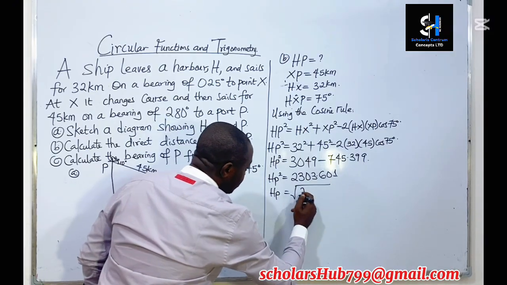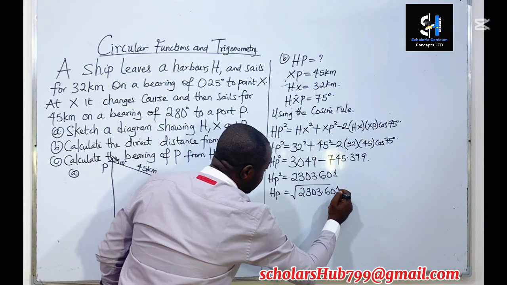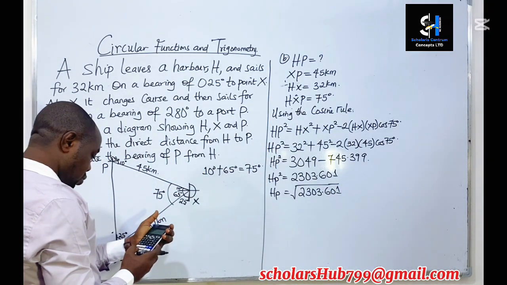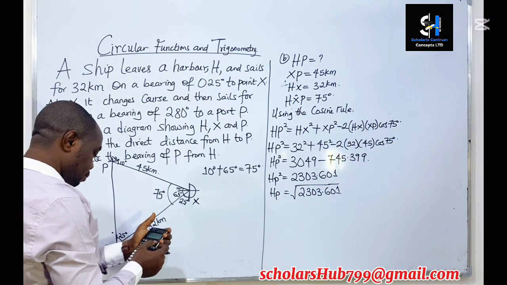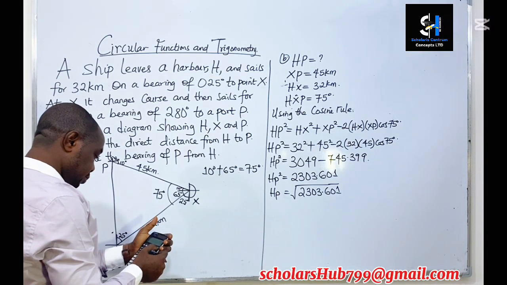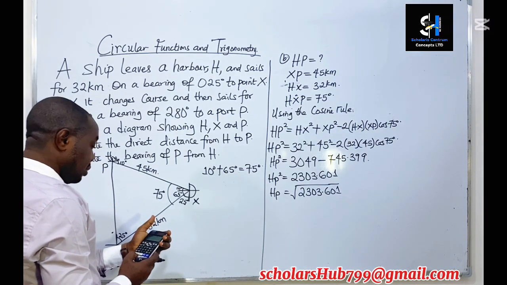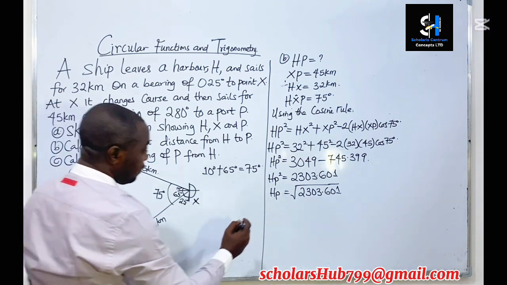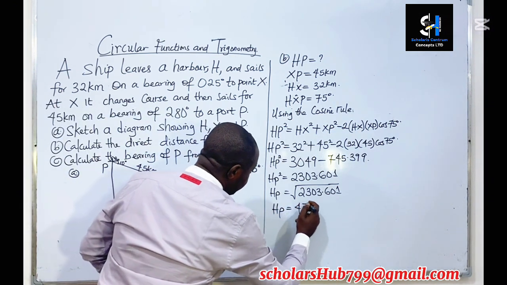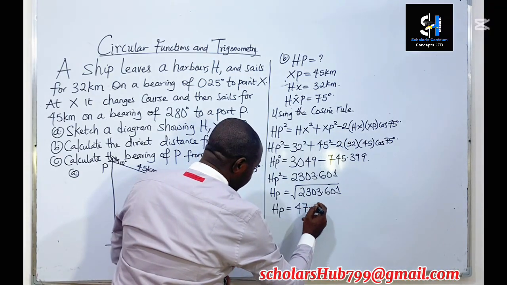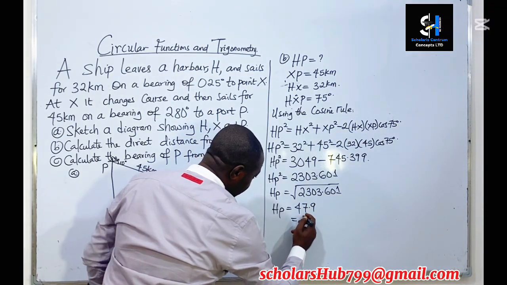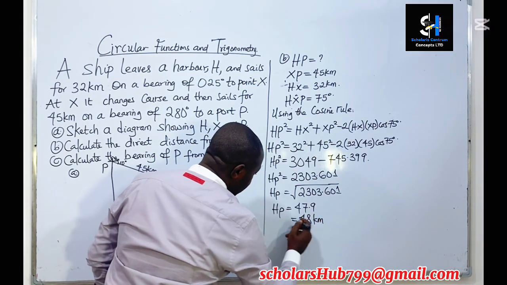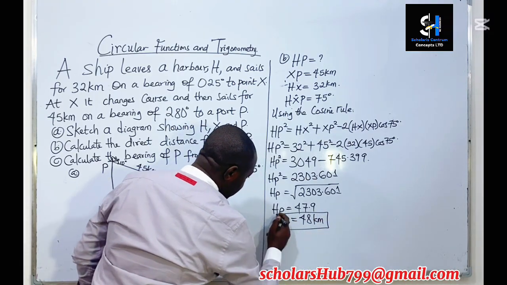That means HP will be equal to the square root of 2303.601. So let's get the square root of 2303.601, and that will be 47.99, so that will be approximately 48 kilometers. So HP is 48 kilometers.